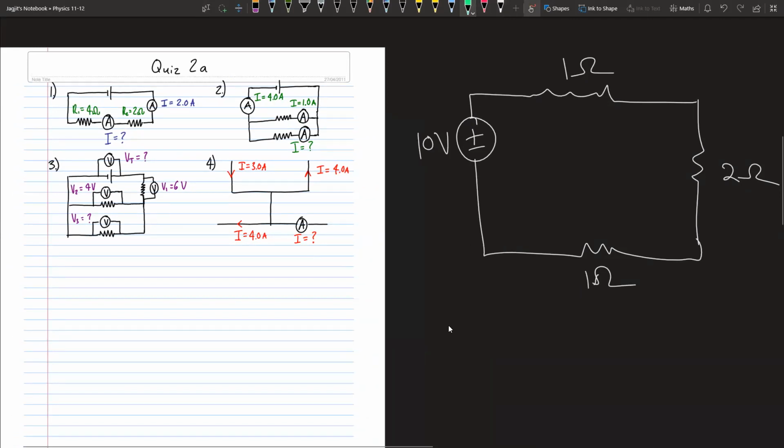A measurement tool that is used to measure current is called an ammeter. And its symbol is this. This is an ammeter, and it measures current.